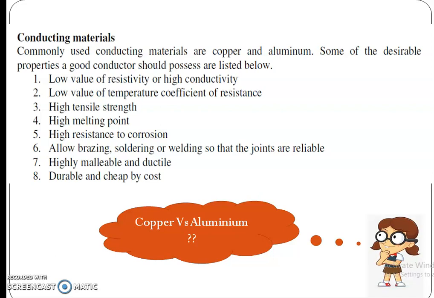And what are the desirable properties of a good conducting material? If you want to say good conducting, what properties should it have? Those are the things we have to study now. First one, it should have high conductivity. So the conductivity of that conducting material should be high. And second, it should have a low value of temperature coefficient of resistance. It may be a positive or negative coefficient, that doesn't matter. You leave that part.